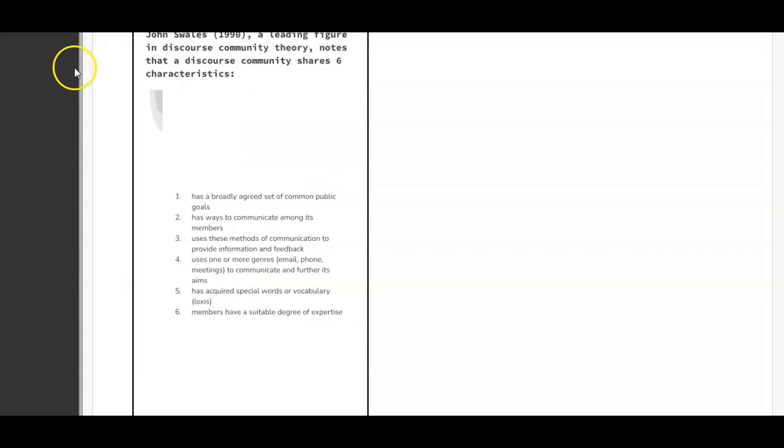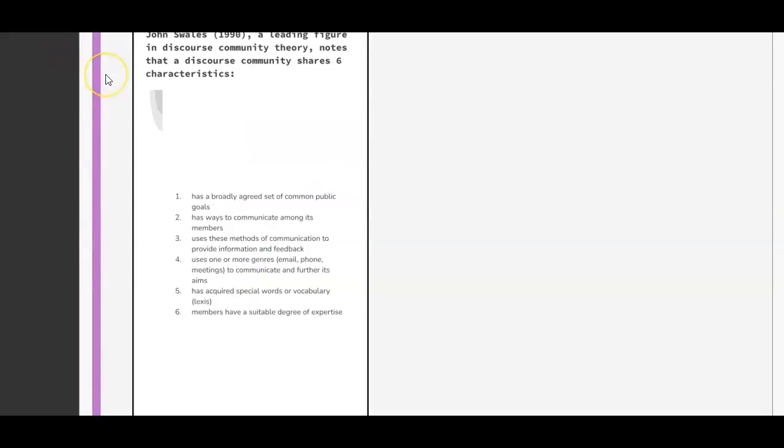In 1990, John Swales, who's a leading figure in discourse community theory, notes that a discourse community shares 6 characteristics. It has a broadly agreed set of common public goals, has ways to communicate among its members, uses tools and methods of communication to provide information and feedback. It uses 1 or more genres, email, phone meetings, to communicate further its aims, has an acquired special lexis, or words and vocabulary that they use, and the members have a suitable degree of expertise.